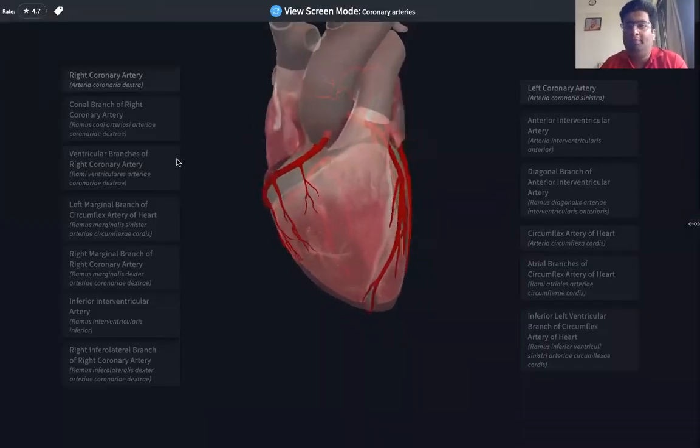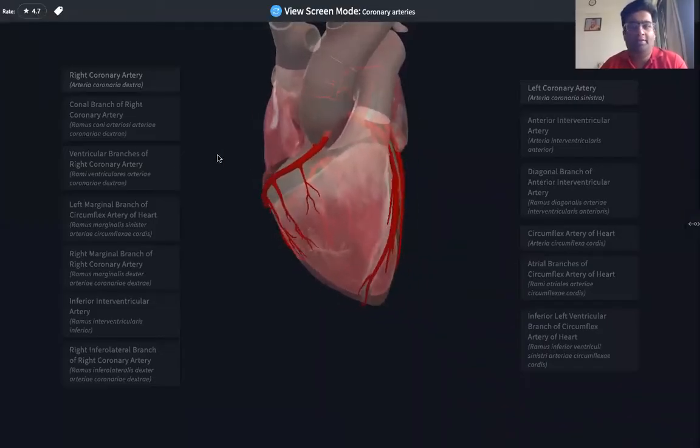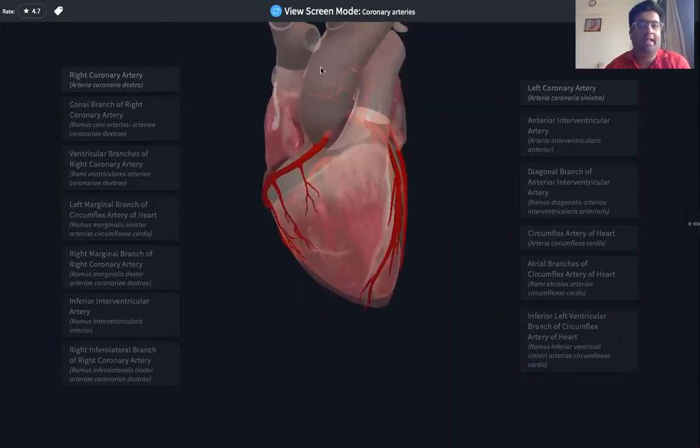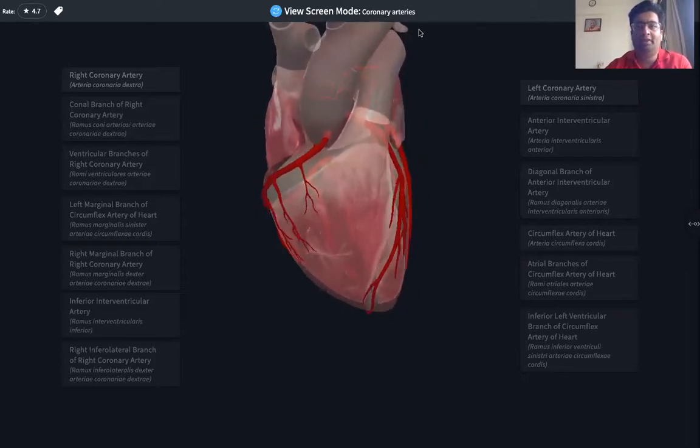Okay. Now coming to the location of the coronary arteries, what you see here on your screen is the aorta. I will just annotate the aorta on the screen here for you all, because the labeling is not shown. So I will just label that for you all.